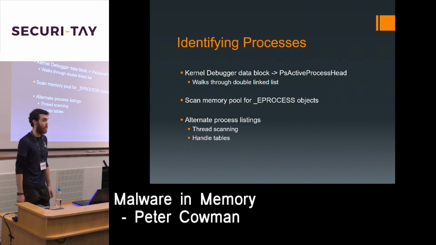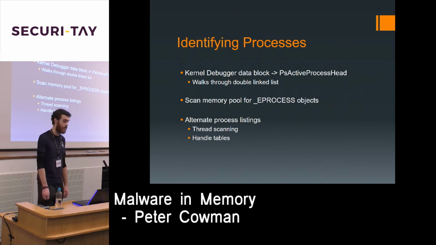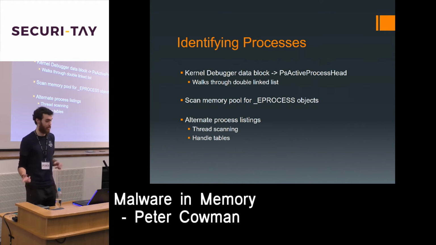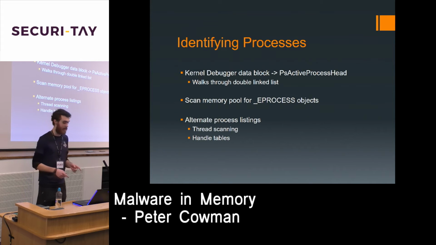Say the simplest way of finding these is just scanning for eProcess headers. But you've also got a couple of alternate process listings down there. You can scan for threads instead of headers and then work backwards to their parent, which can be a useful sort of double check aspect, or you've got handle tables.